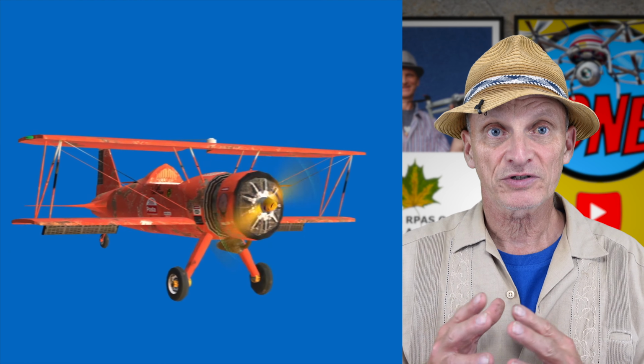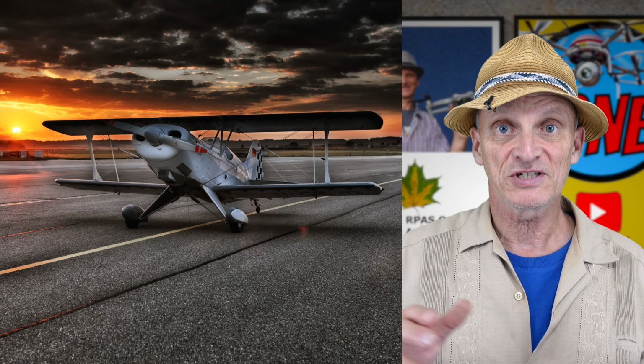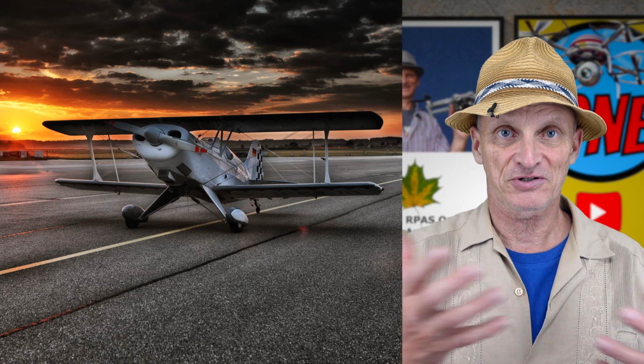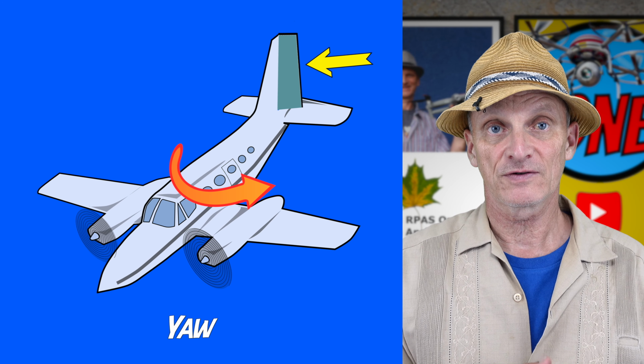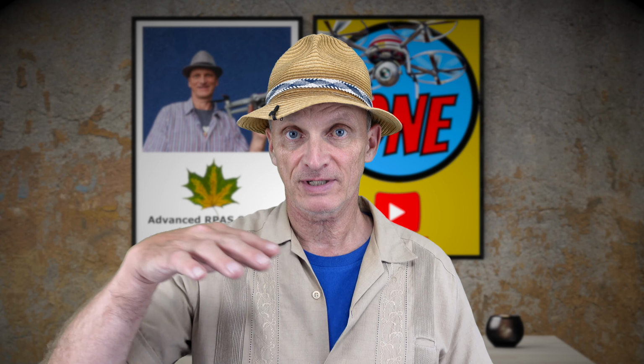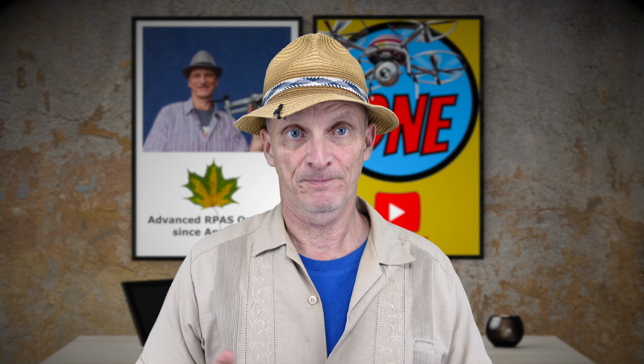A fixed-wing aircraft doesn't hover at all. Its wings create lift, but that works only when there's airflow, and that's why it always needs a runway or some other kind of strong throw. It also has control surfaces: ailerons for roll, elevators for pitch, and a rudder for yaw. A well-balanced plane can fly straight without any input, and that's called being trimmed.